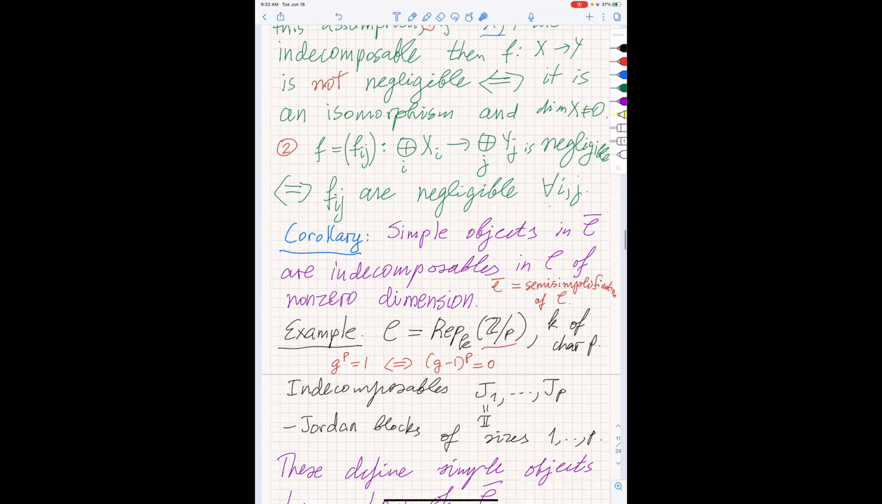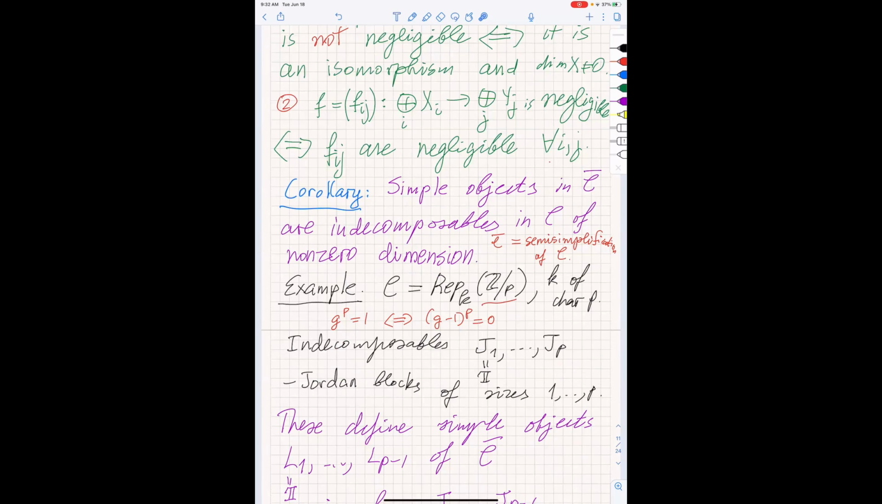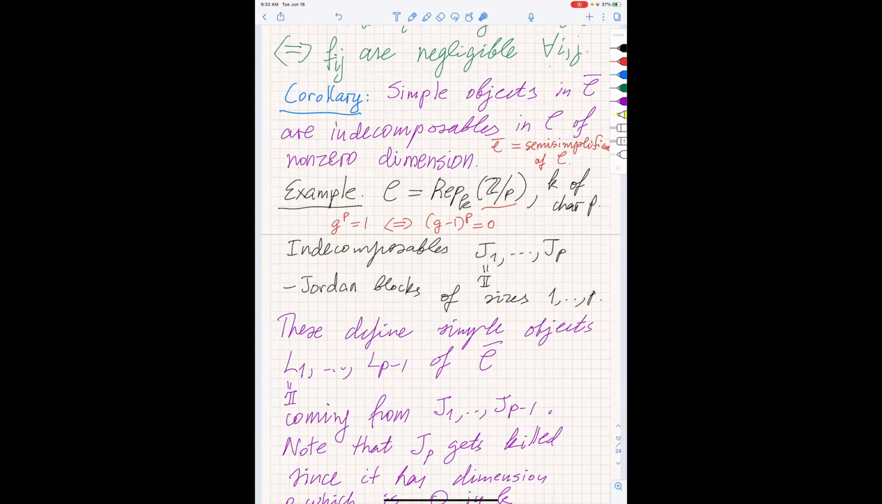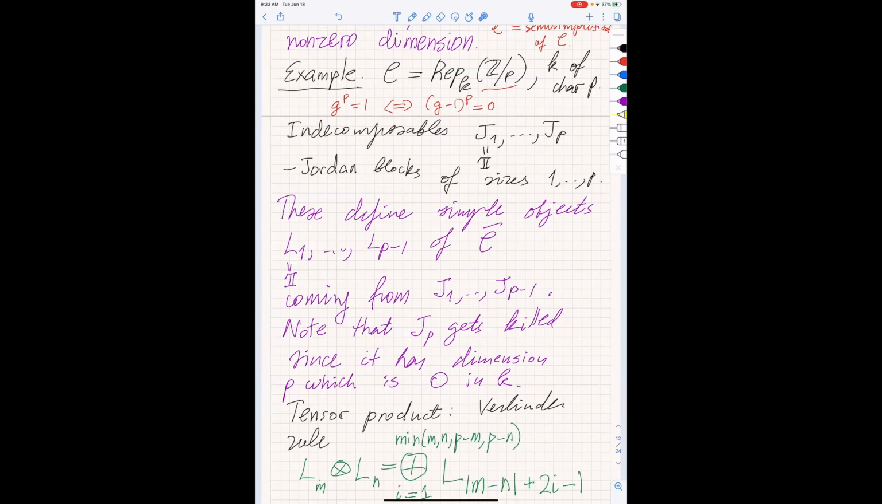So this category is called the semi-simplification. And let's consider an example of what happens in the case of representations of Z mod p. This is a rare case when the situation is so simple that we can classify indecomposables. As I mentioned, they are just Jordan blocks J_1 through J_p of sizes 1 through p. And so in the semi-simplification, the simple objects are going to be L_1 through L_{p-1}, which come from J_1 through J_{p-1}. But J_p is going to get killed because it has dimension p, which in characteristic p is 0.